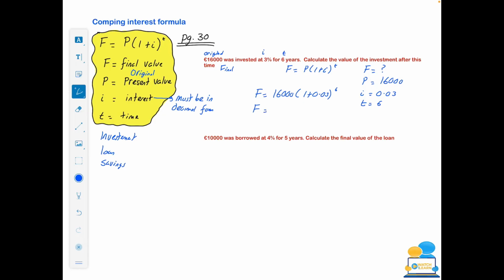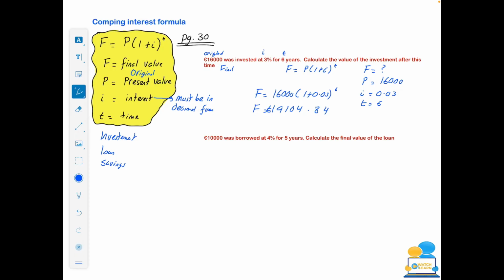F is equal to, I'm just going to put that straight into my calculator the way it is, brackets and everything. Okay, so practice here with your calculator, make sure you can do this and that you're getting the same answer that I get here. Okay, so after the 6 years, that 16,000 will actually be worth 19,104.834. Okay, when I round that to 2 decimal places. For money in general, the rule is round to 2 decimal places. Okay, because cents only go to 2 decimal places.